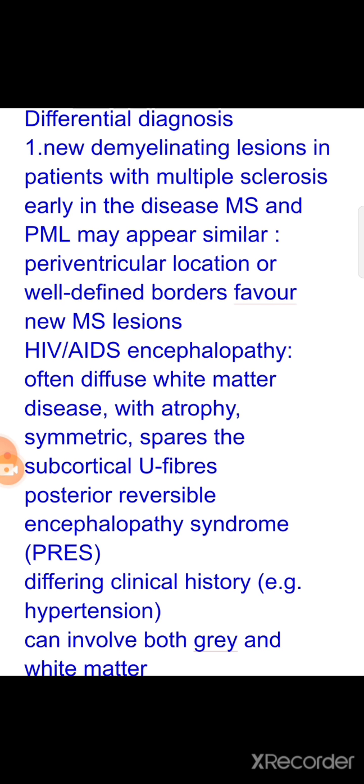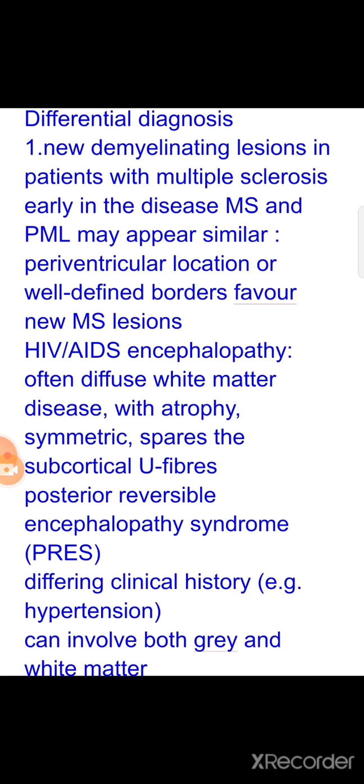And the second differential is HIV AIDS encephalopathy, in which there is diffuse white matter involvement with atrophy. And the second differentiating feature is symmetry. In HIV, the involvement is symmetrical and it spares subcortical U fibers. So symmetrical involvement and sparing of subcortical U fibers with diffuse involvement is a feature of HIV encephalopathy.